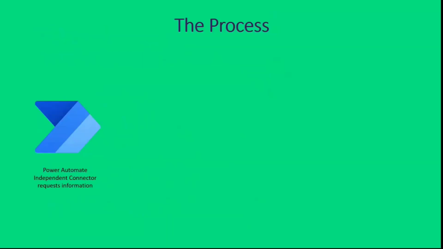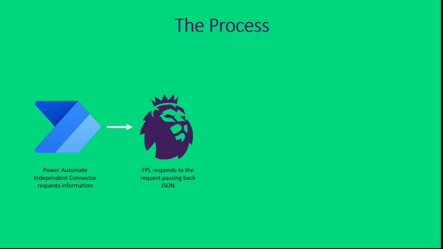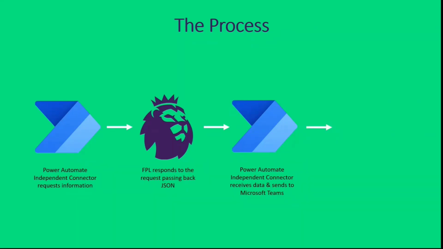So let's look at the process. We're going to be looking at how the Power Automate independent connector requests the information. The information is requested from the Fantasy Premier League, and they respond to our request with information in JSON. Then we receive that information in Power Automate, manipulate it, and send it to Teams. Teams then receives that data and displays the message to the users.